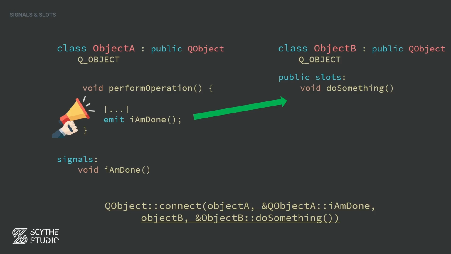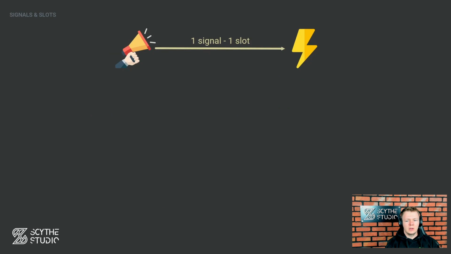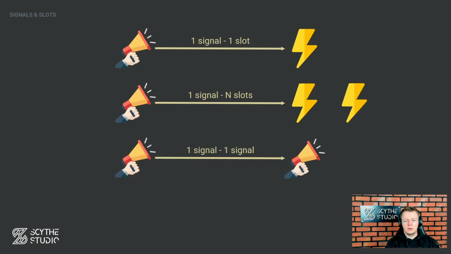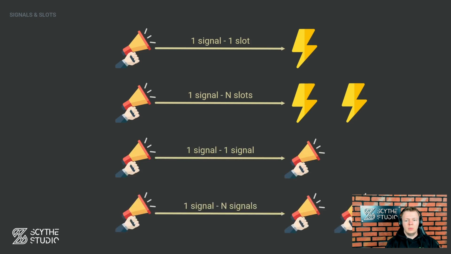We would have object A as the sender, pointer to signal I am done, object B as the receiver, and pointer to object B's do something member function as the slot. The system is quite flexible. One signal can be connected to one slot. It can also be connected to many slots or even to another signal, and of course many other signals. Connections can be done between different objects or within the very same object, and the important thing here is that signals and slots must match parameter types.